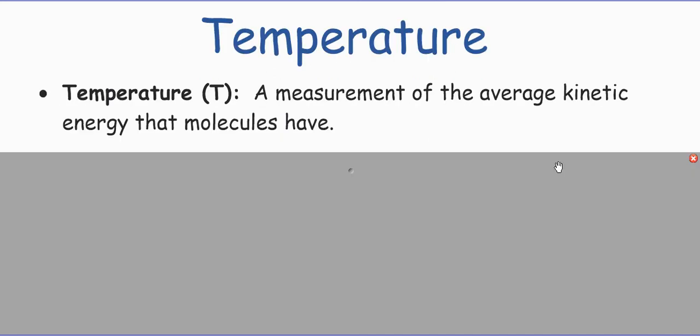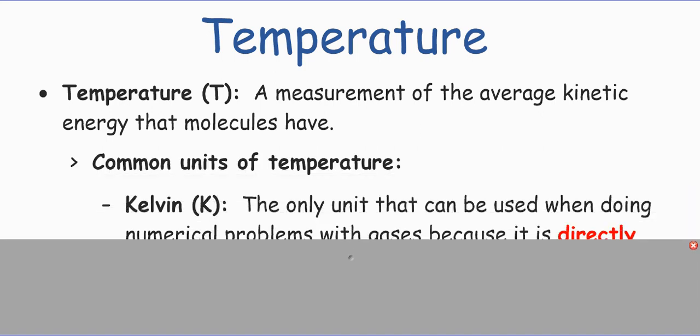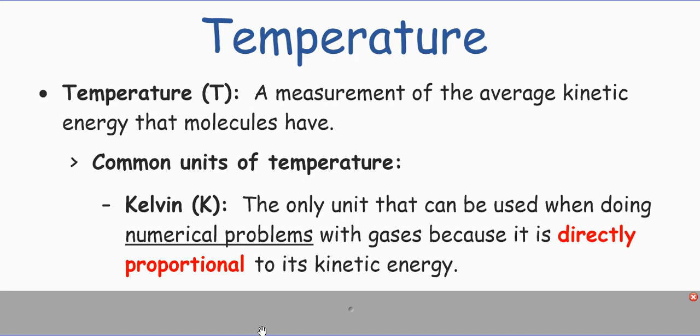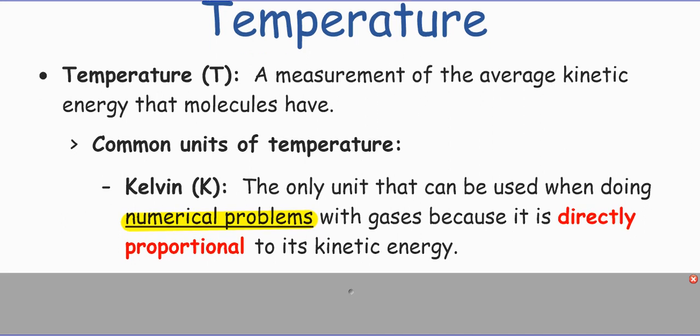For temperature, to measure temperature, we need to measure the average kinetic energy. Well, in order to do that, we have to have it in Kelvin. Okay, so you guys are used to Fahrenheit and Celsius, but that is not going to fly when we're doing mathematical numerical problems, because again, the only temperature scale that is proportional to the kinetic energy, how fast those particles are moving, is Kelvin.